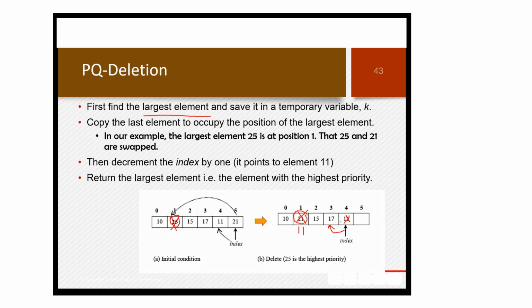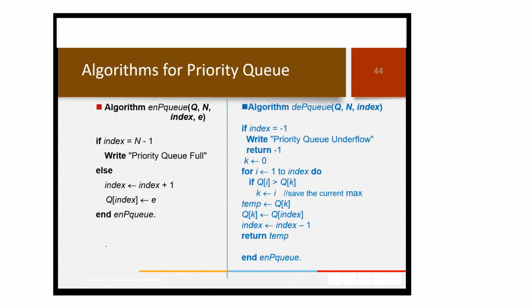So a priority queue in an array can be implemented using this, where my complexity becomes of the order of n. So simple. The corresponding algorithm is given here. This portion will find the maximum element's position, and this will swap the last element into the current max position, and the index is decremented to make sure that one element has been removed. Insertion is very simple. For deletion, you have to do this much work.